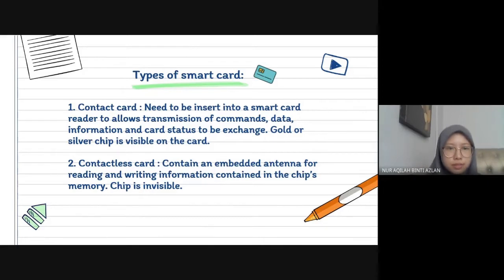And then contactless card. Contactless card contain an embedded antenna for reading and writing information contained in the chip memory. But the chip is invisible. Sebab itulah dia panggil contactless. So kita tak perlu physically, maksudnya kita tap je lepas tu kita dah bayar, tak payah nak masuk kat dalam card reader.